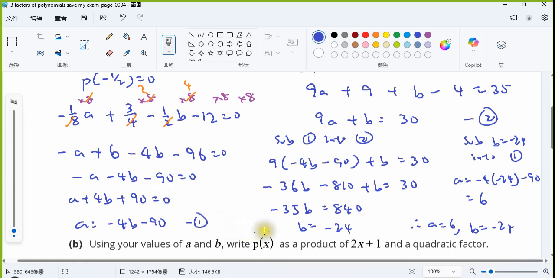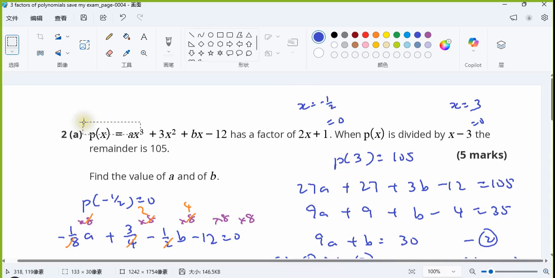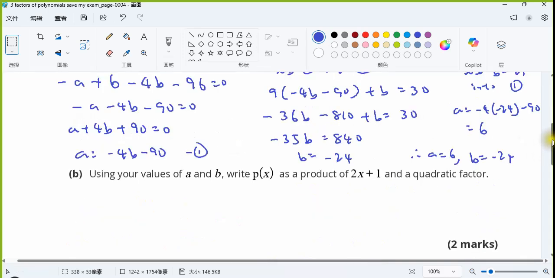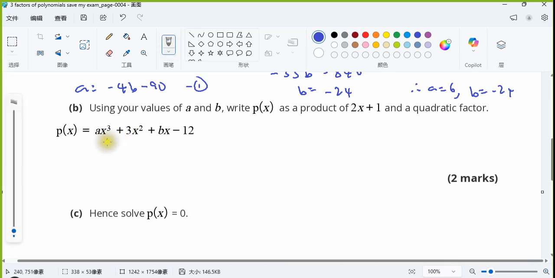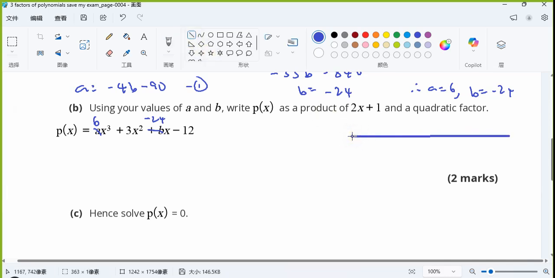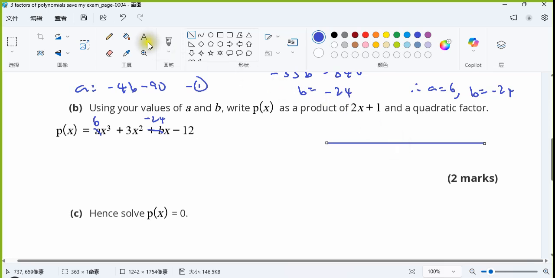Using your value of A, B, write Px as the product of 2x plus 1 and a quadratic factor. So this one, 2x plus 1 is the factor. Okay, so the A is 6 and then minus 24. Okay, so we do the long division here.